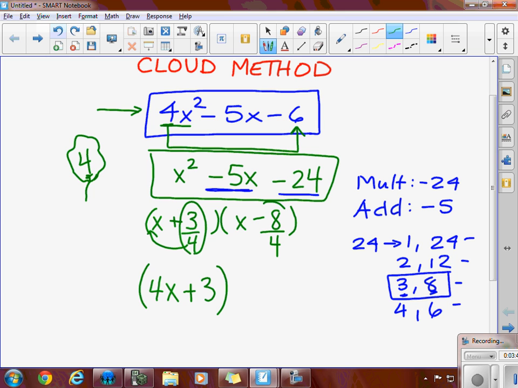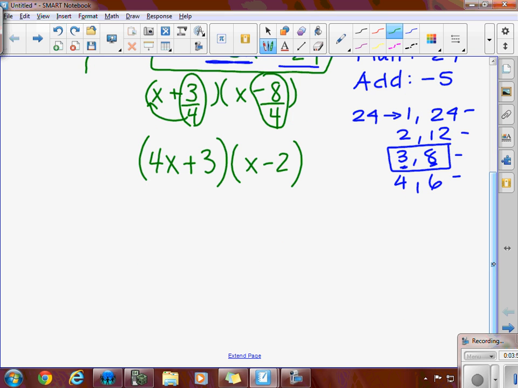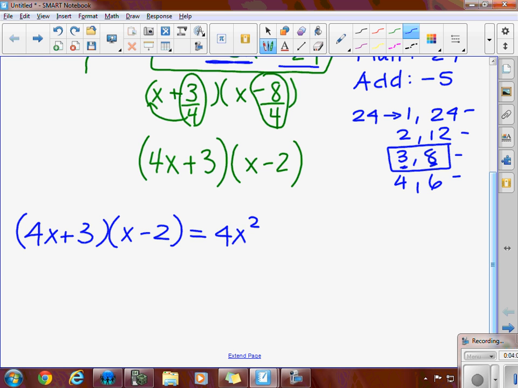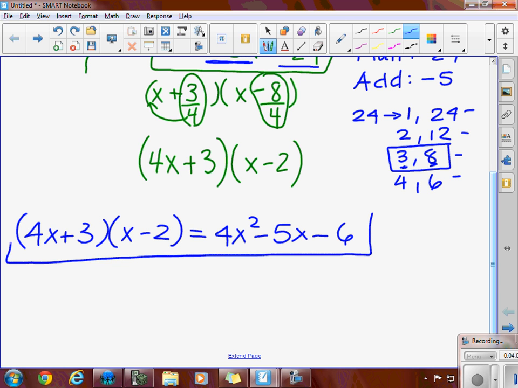Now if I look at this, negative 8 divided by 4, that's just negative 2. So this one just becomes x minus 2. So basically now I've factored my original quadratic. I have 4x plus 3 multiplied by x minus 2 would multiply back into 4x squared minus 5x minus 6. Factored the quadratic using the cloud method.